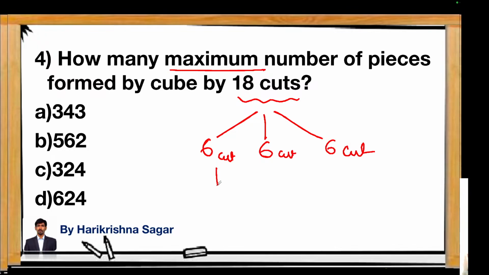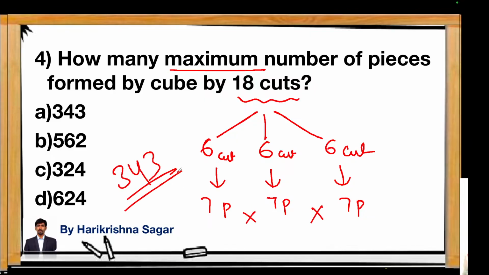So 6 cuts will give how many pieces? N cuts, n plus 1 pieces, right? So 6 cuts, 7 pieces; 6 cuts, 7 pieces; 6 cuts, 7 pieces. So we got 7, 7, 7. You just multiply them to get the maximum number of pieces, which is going to be 7 cube, which is 343, available as A. Mark it as an answer choice. So this is one type of question.